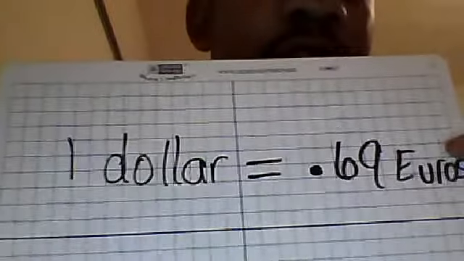Alright, so look at what we have. $1 equals 0.69 euros. And we said, how much would a $3 ice cream cost in euros? Well, put that over. See how we can work across the curriculum? Now we're doing math.